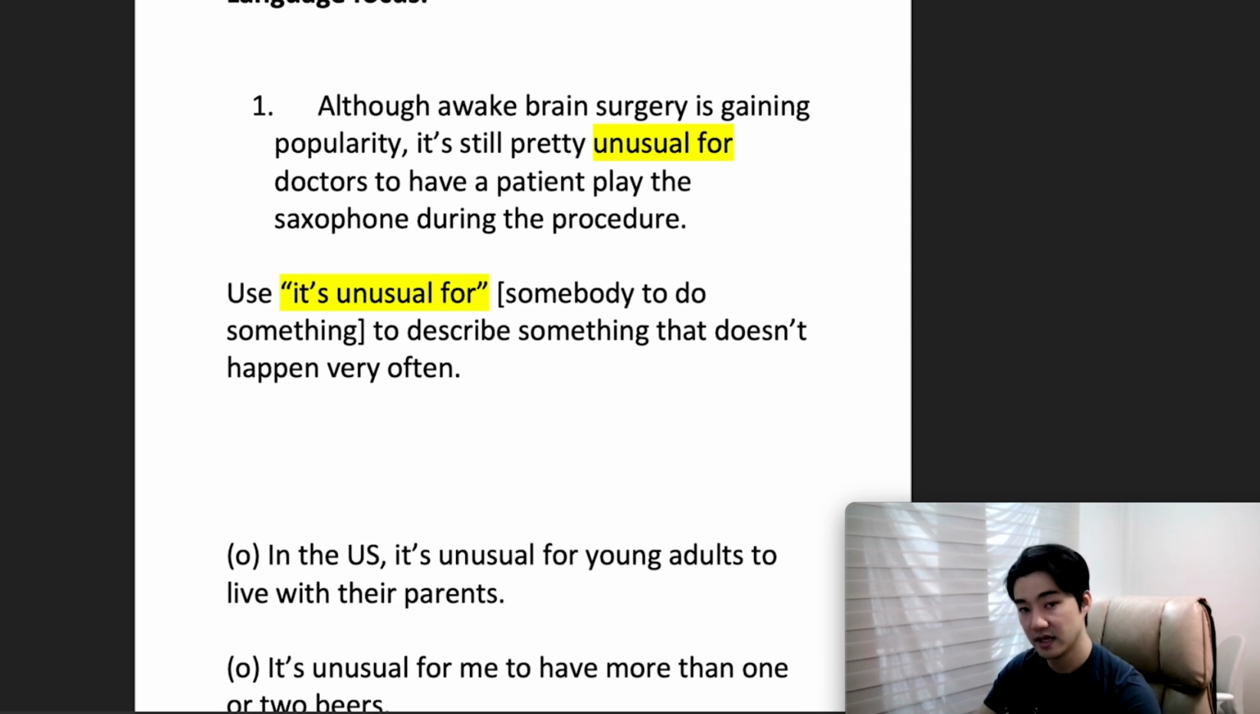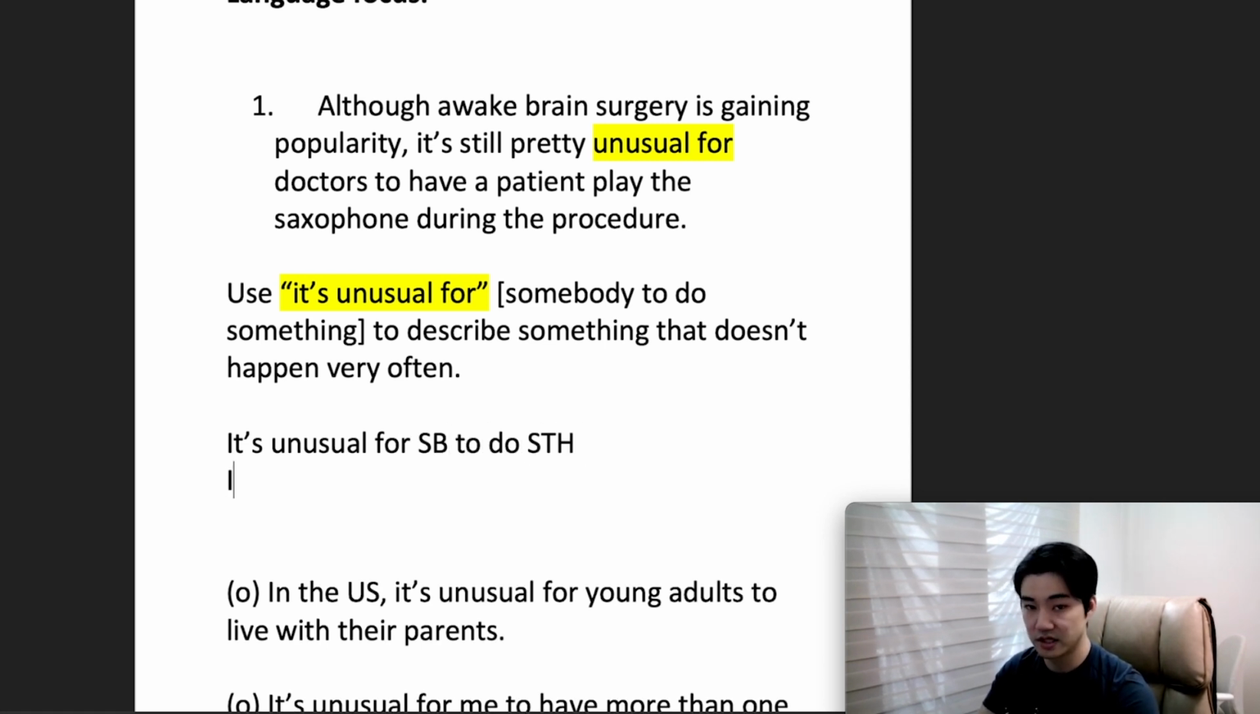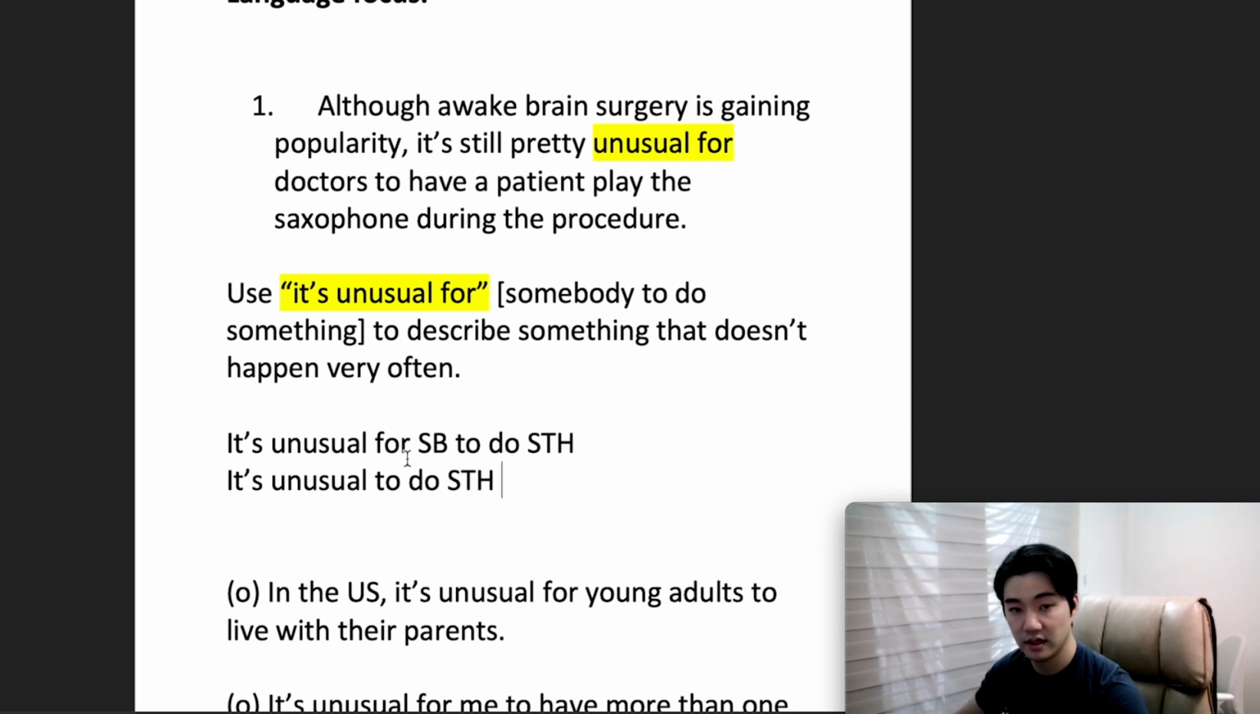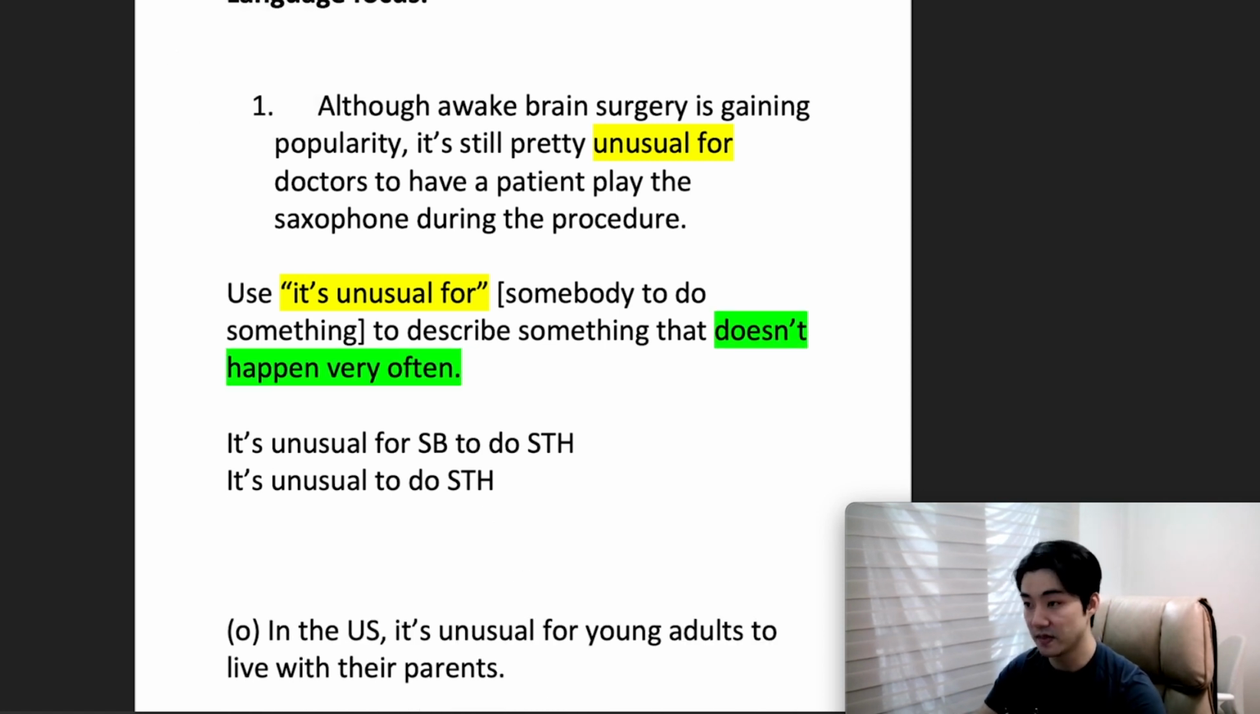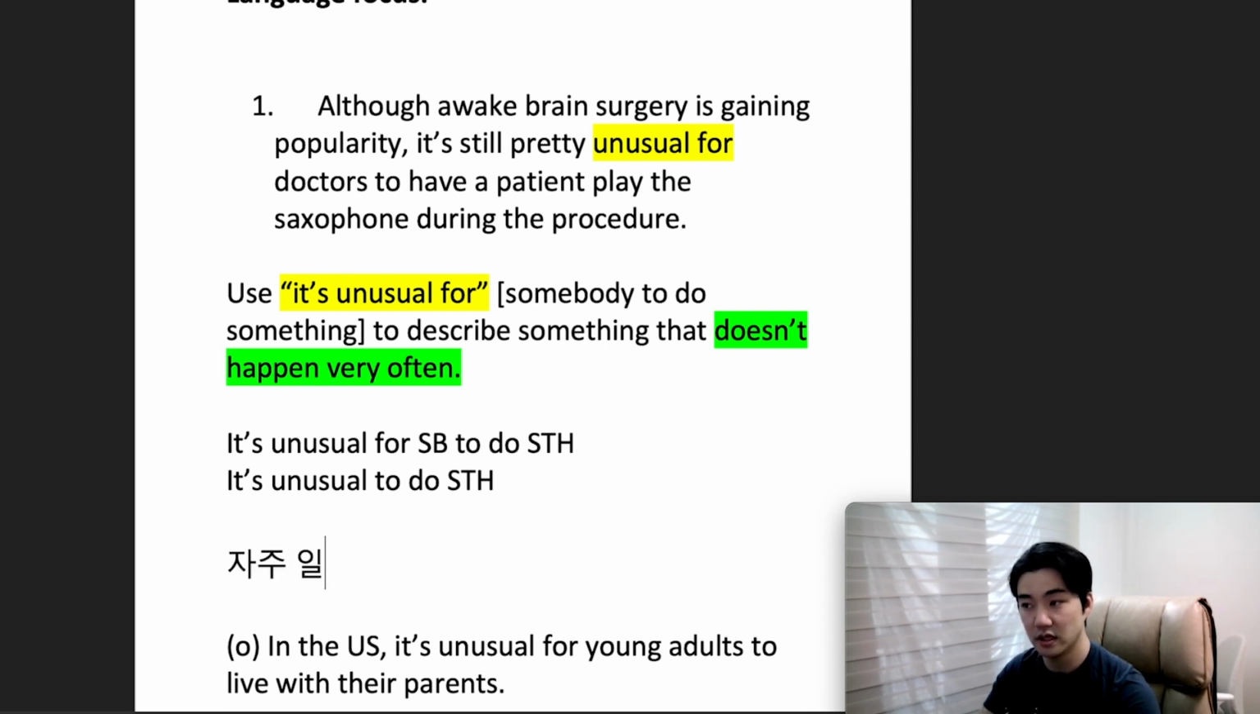There are two ways you can do it. It's unusual for somebody to do something, or it's simply it's unusual to do something. All right, you can remove the person. So we said that it doesn't happen very often. So what does this mean? What doesn't happen very often? 자주 일어나지 않다. Okay? To not happen very often.